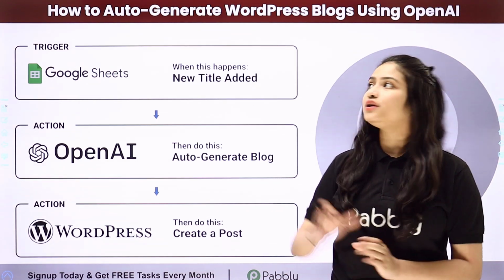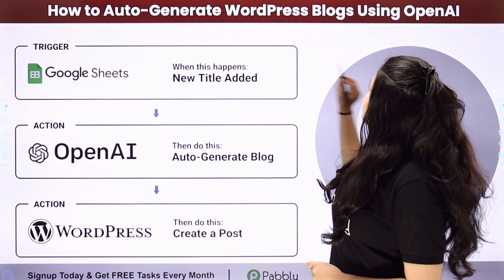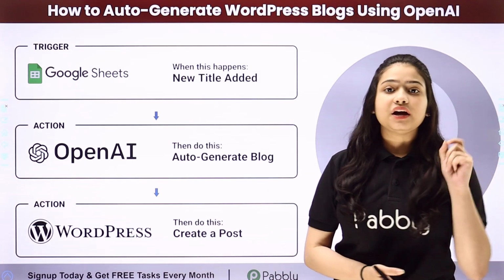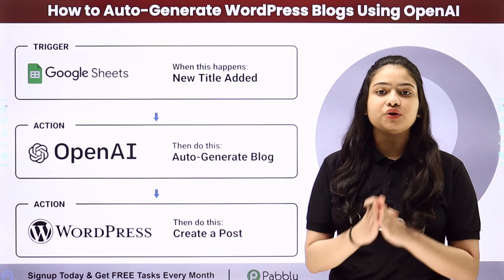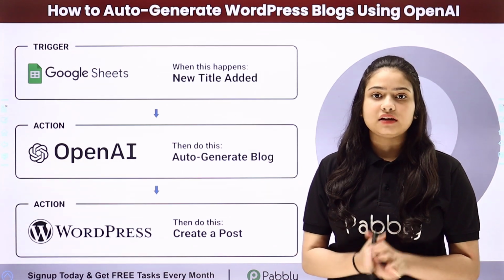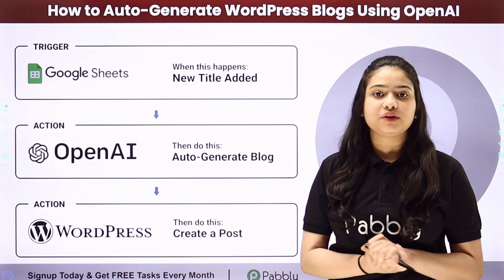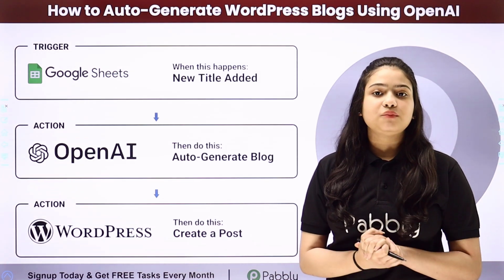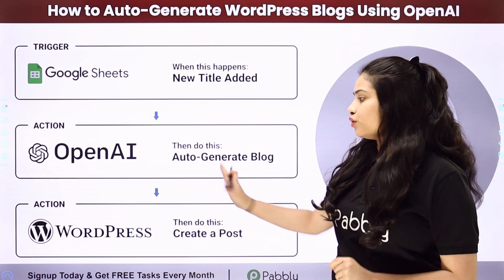In this video, we are going to learn how to auto-generate WordPress blogs using OpenAI. Here my objective is that as soon as I add a new title in my Google Sheets, automatically on that same title, a blog or article should be generated using OpenAI, and the same generated blog should be posted automatically on my WordPress site.